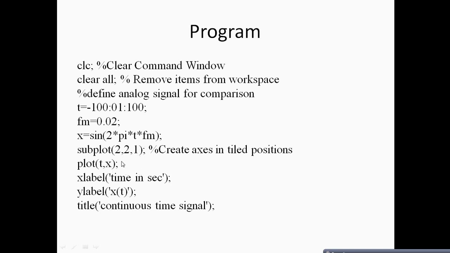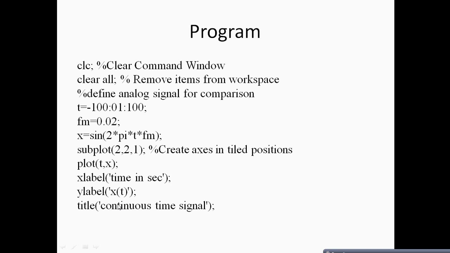So in addition, for visualization purposes, if you want labeling, you can use xlabel, that is time in seconds. This is with respect to t, and ylabel x of t. This is your continuous time signal sine. So once this is done, now I'll be going for my next case.